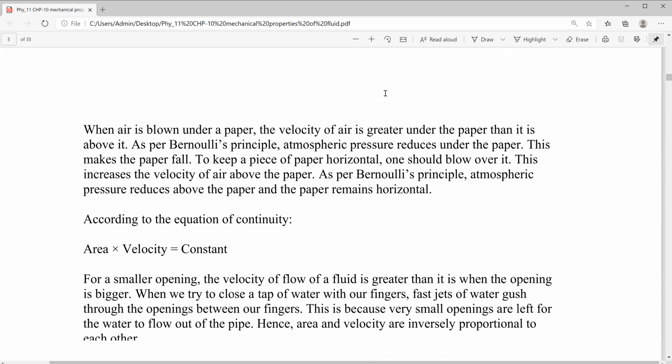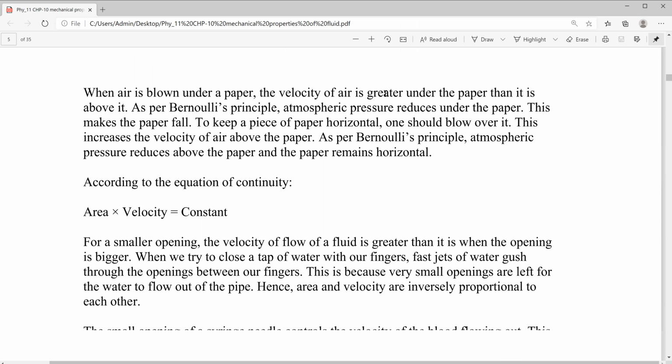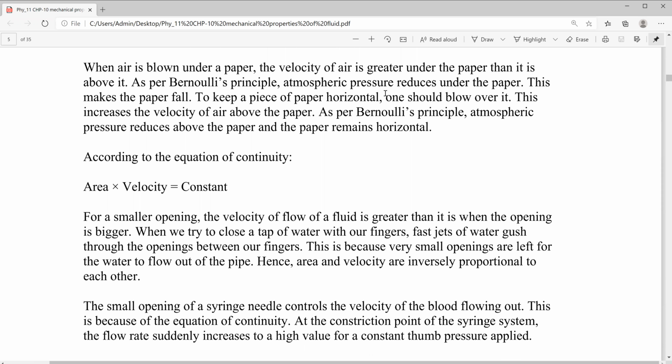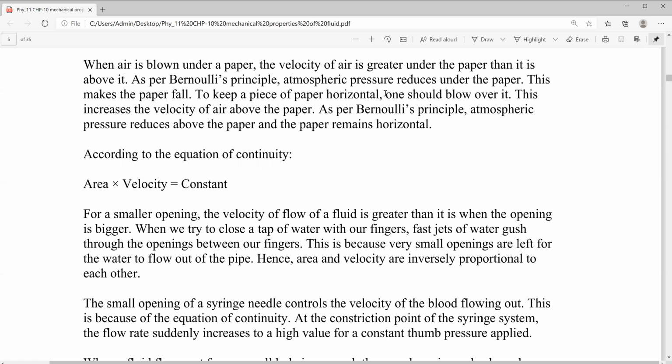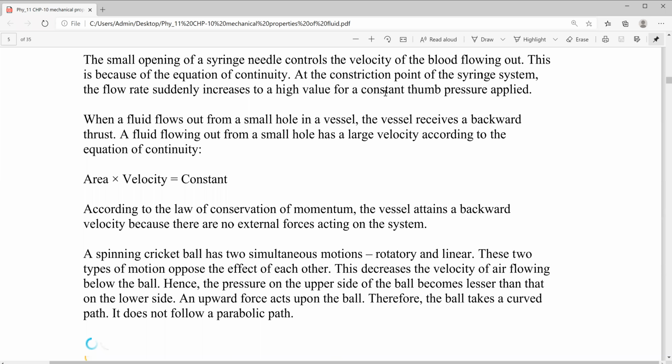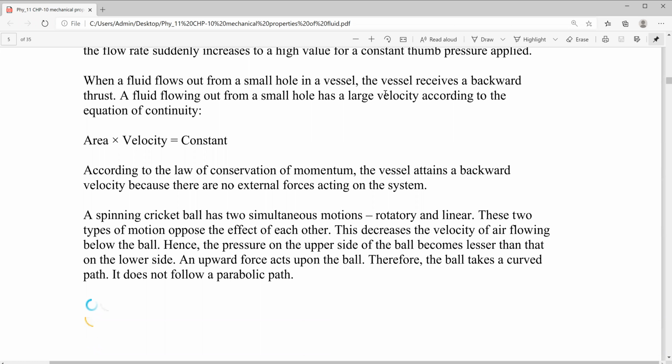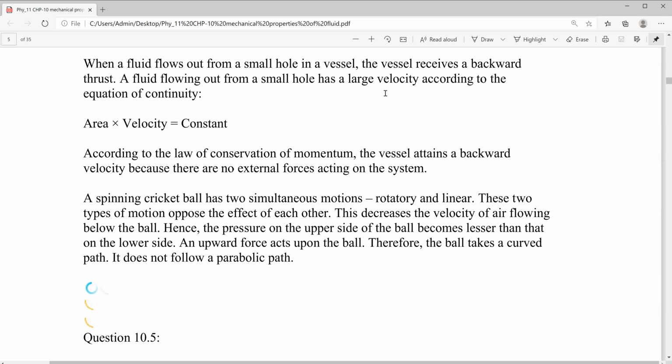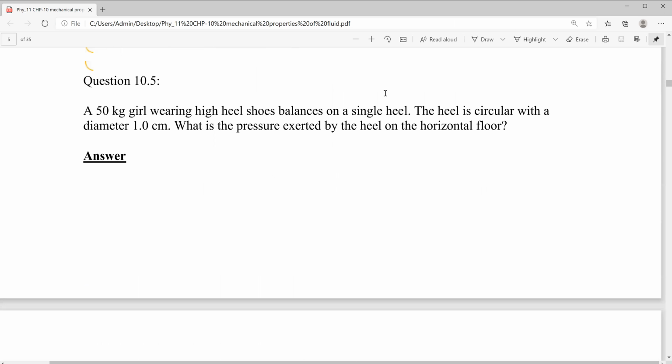So here are the solutions for 10.4, based on theoretical concept only, and these are the reasons for 10.4. Go through it. And next, we shall see the next problem, that is 10.5.